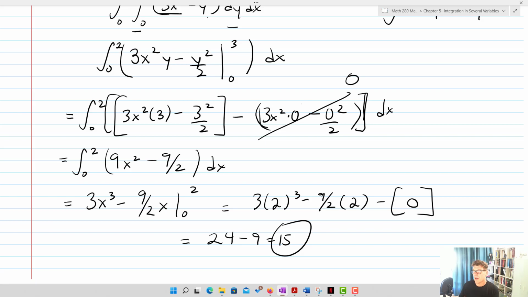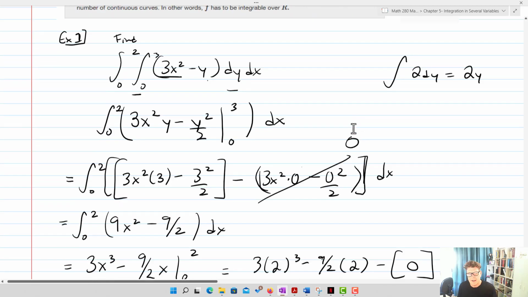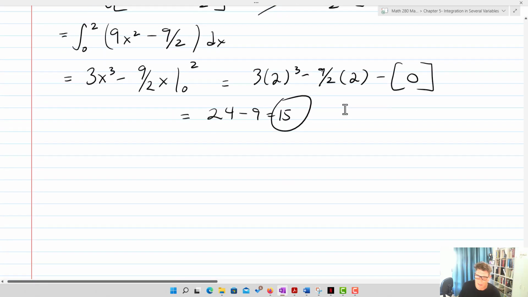What we want to do now is demonstrate Fubini's. And so Fubini says, hey, look, I can just switch it around. I can switch around the bounds, and then switch around which variable I'm going to integrate with respect to first, okay? And that should also give me the same answer. So we're going to do 0, 3, 0, 2, 3x squared minus y dx dy.